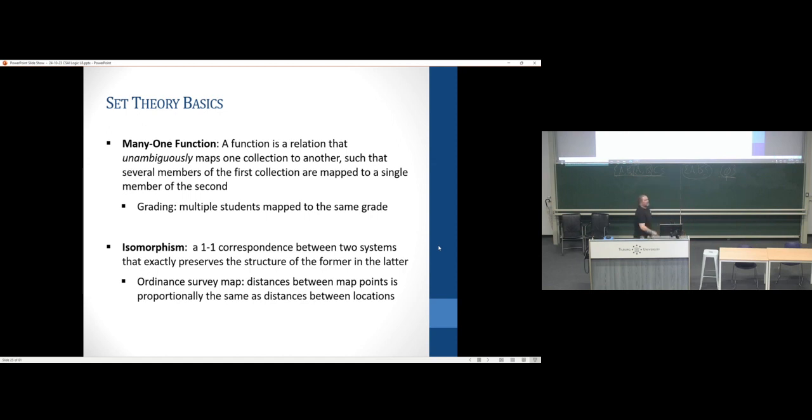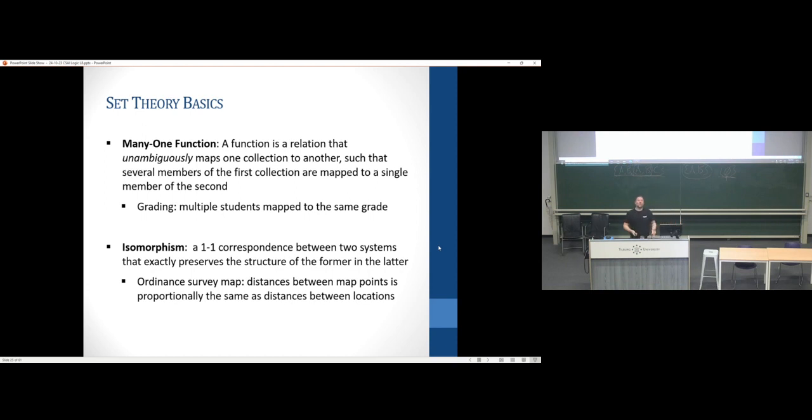Contrast to the many-one is an isomorphic one. This is a one-to-one correspondence, a function that gives us a one-to-one mapping. And importantly, it's not just a mapping, but it also aims to preserve the structure in some way of the former. So we don't want to just go one-to-one mapping willy-nilly, right? But instead we map them one-to-one in a way that somehow preserves some structure.